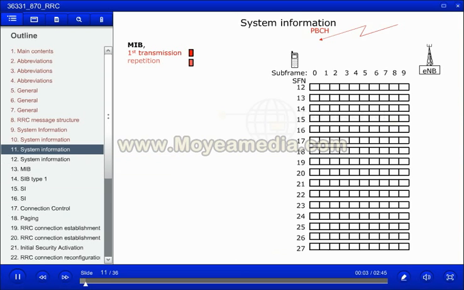This picture illustrates the timing of the system information. MIB has a 40 millisecond repetition time and is always delivered in subframe number 0. The first transmission is here delivered in the radio frame with system frame number equal to 12. 12 modulo 4 equals 0. In the following 3 radio frames, MIB is repeated. The next MIB has its first transmission in radio frame number 16, and so on.